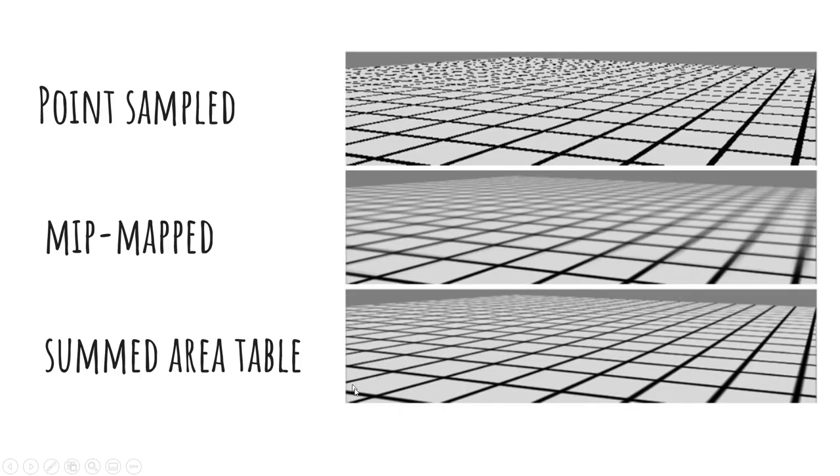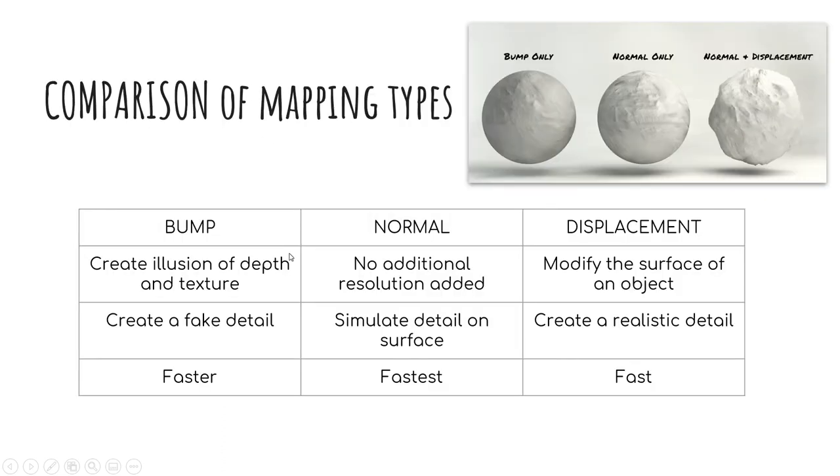Okay, so here are the example pictures for each method. As we can see here, the most blurry goes to mipmap and the most realistic goes to summed area table compared to point sample. And then we go to the comparison of mapping types.